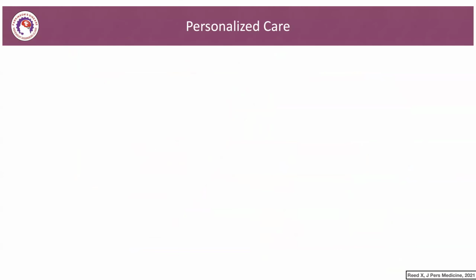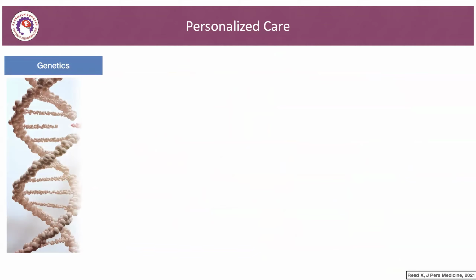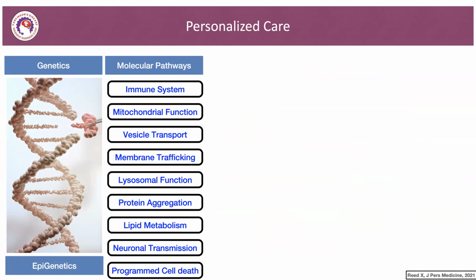Hence, we are moving from generalized therapy to personalized care. We know that Parkinson disease occurs due to various genetic and epigenetic causes, and these genetic and epigenetic causes affect different molecular pathways. Not everything goes through one single pathway. Hence, the problem in looking for a cure here.